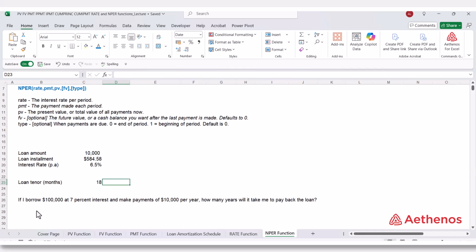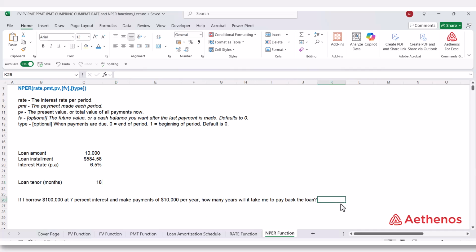So let's look at another example. Here, if I borrow 100,000 at 7% interest and make installment payments of 10,000 per year, how many years will it take for me to pay back the loan? So I'm giving a fixed payment amount, and then I want to find out how long it will take. This is the amount I can afford to pay. So how long will it take me to pay off this loan amount at this interest rate?